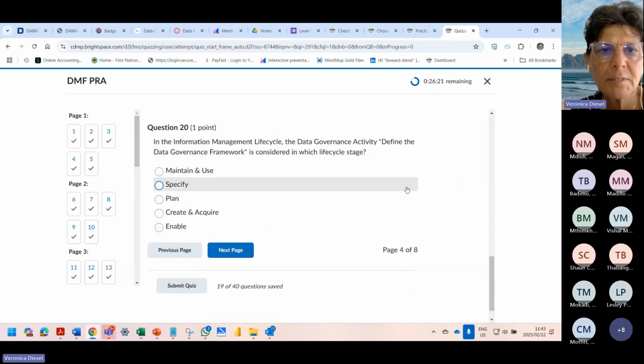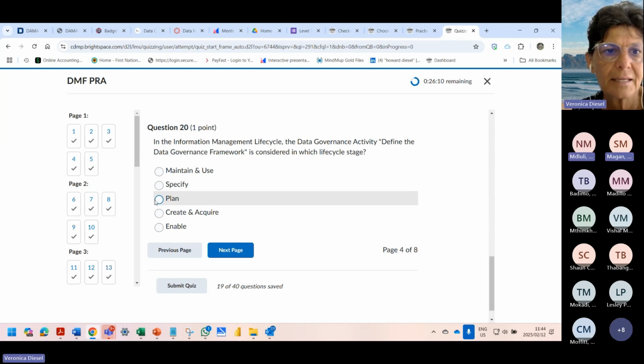The information management cycle: the data governance activity, define the data governance framework, is considered which life cycle stage? It's the planning. Planning, yes. Okay, we are halfway.